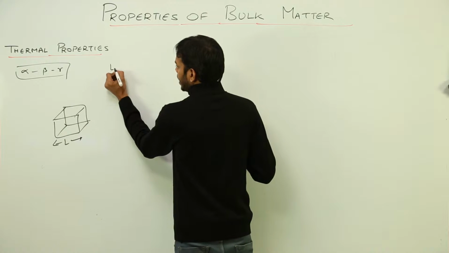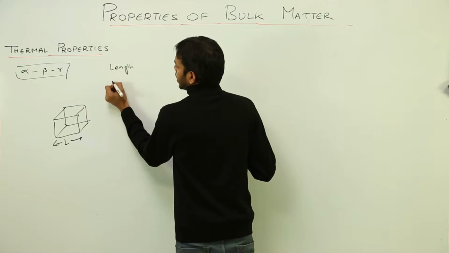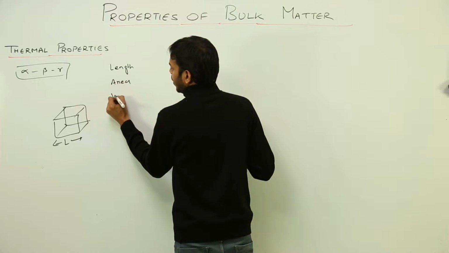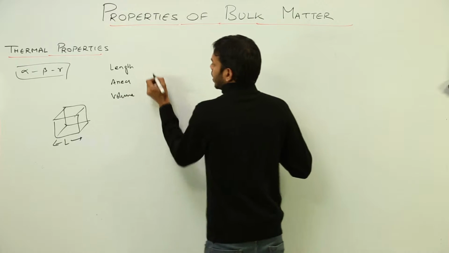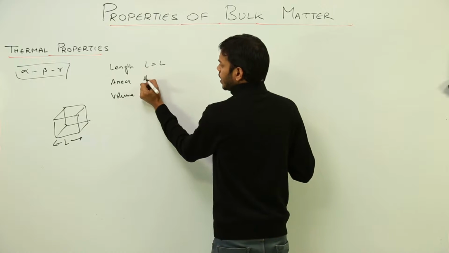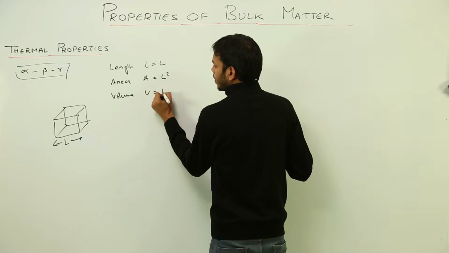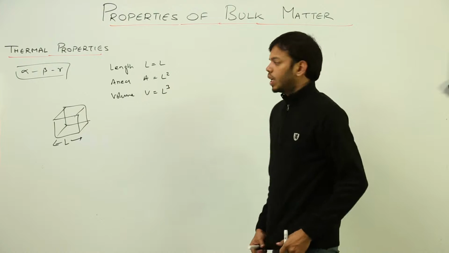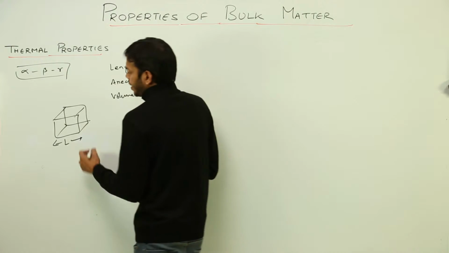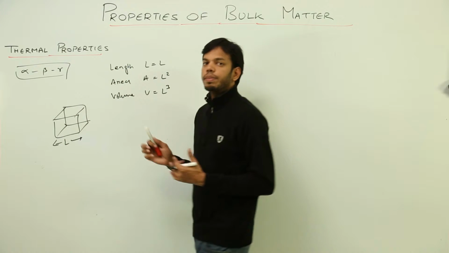Initial length, area and volume would be L, L square, L cube. This is true. Now suppose initially the temperature was T1 and finally the temperature is T2.